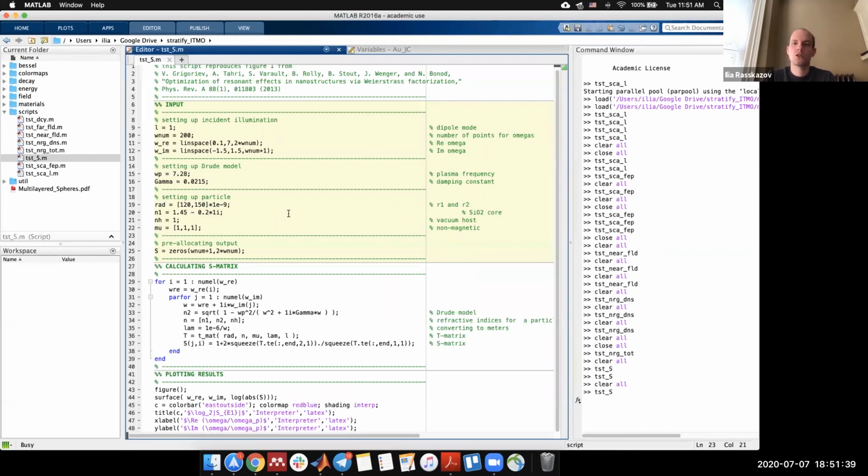Just to clarify, a non-Hermitian system should contain both absorption and gain, both losses and gain. And the interplay between these losses and gain will provide you a very interesting phenomenon. So, okay, running.